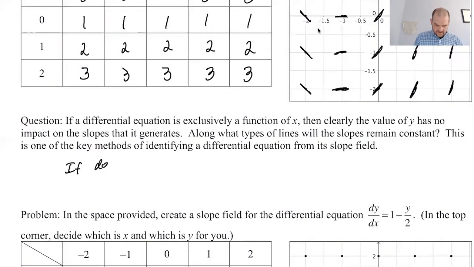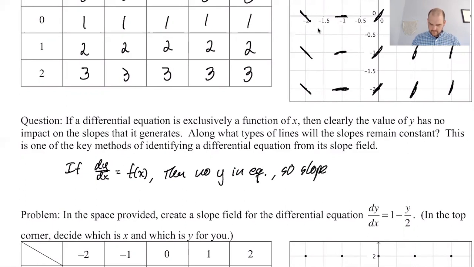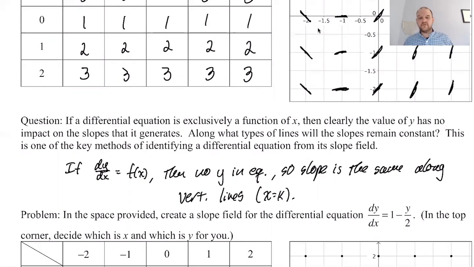So if dy/dx is, I'm going to say, a function of x, so I'm going to say f of x, then there's no y in the equation. So the slope is the same along vertical lines. And then in parentheses, I'm going to say x equals k, because sometimes I'm a dummy about vertical and horizontal lines.